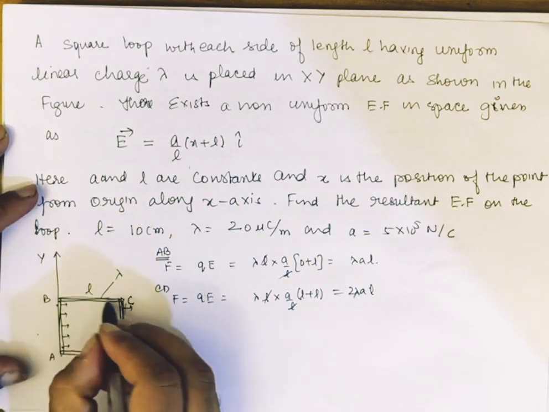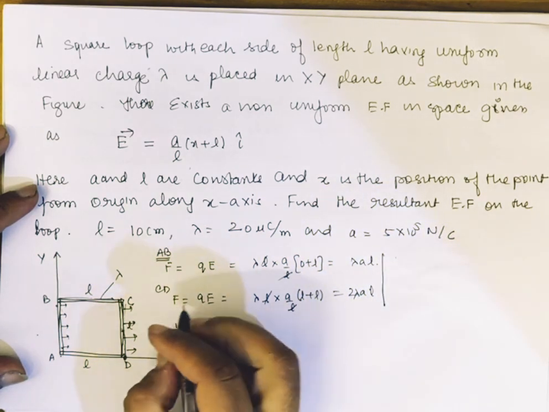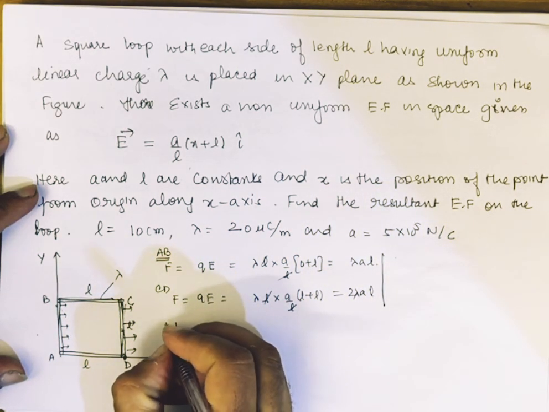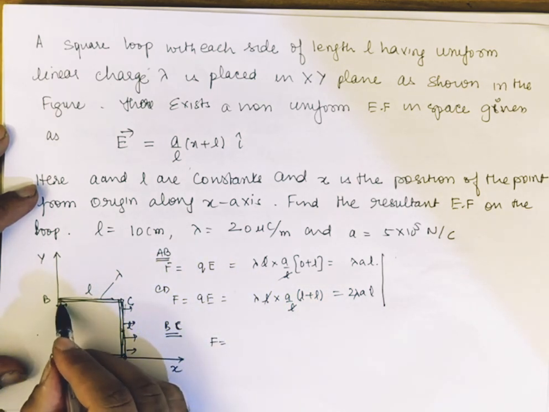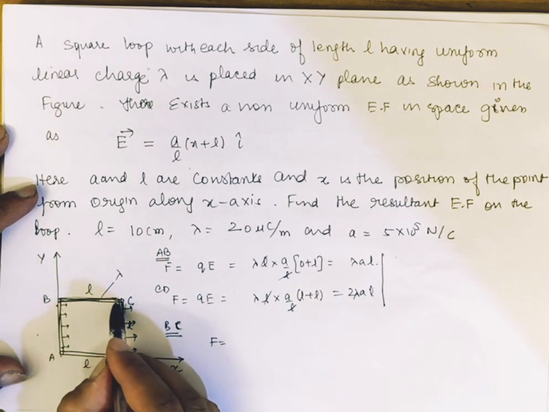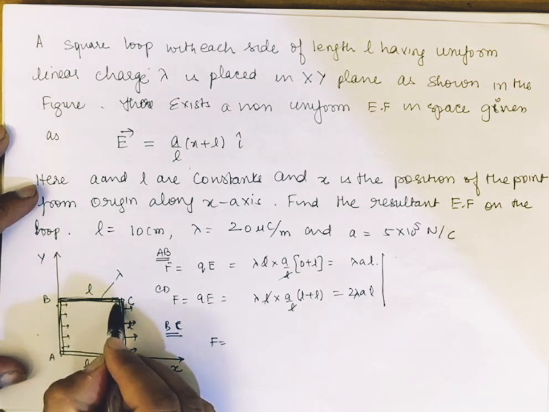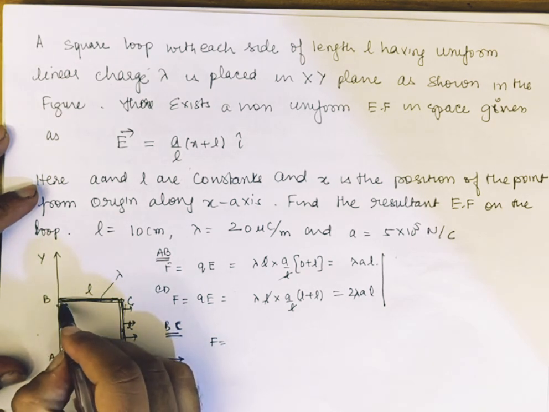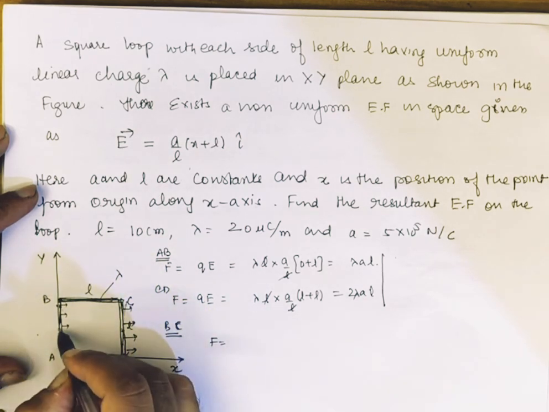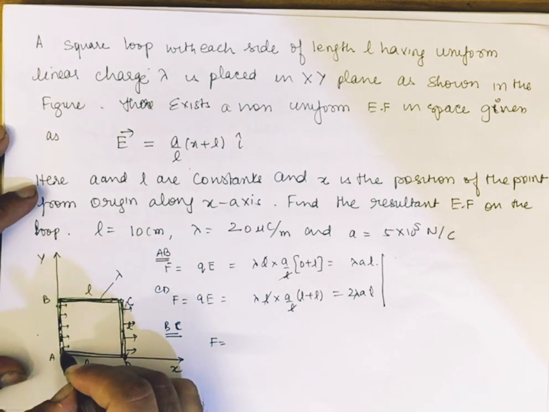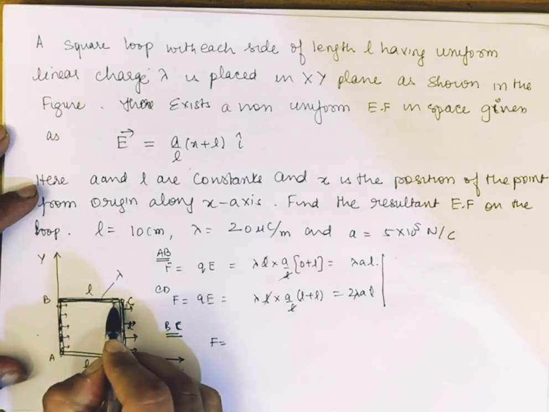Now let's talk about BC. Here, as we are moving ahead, the charge is also in the direction of the electric field. If we talk about the AB and CD sides, the electric field was at a single spot. But here the electric field is varying along the length of BC.